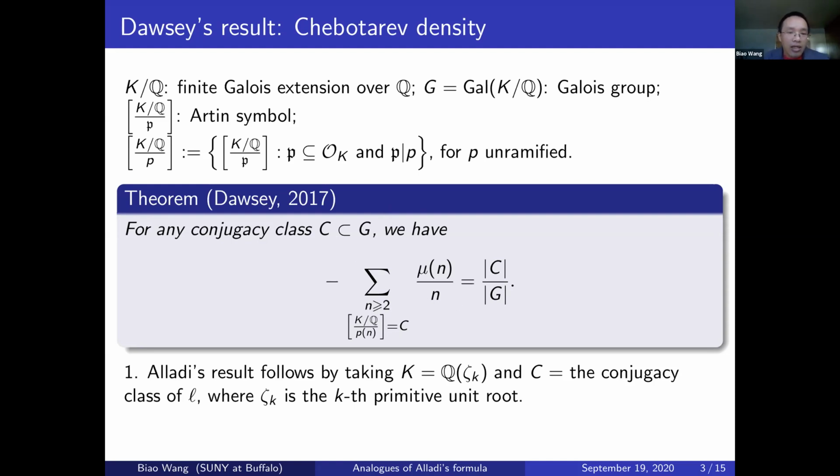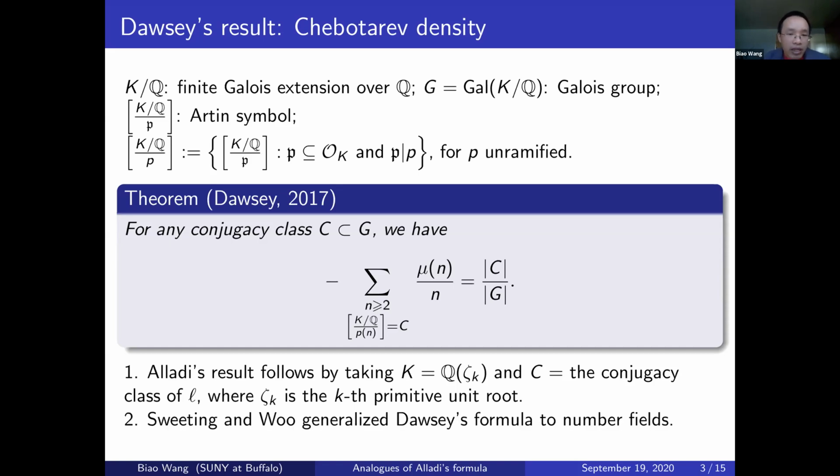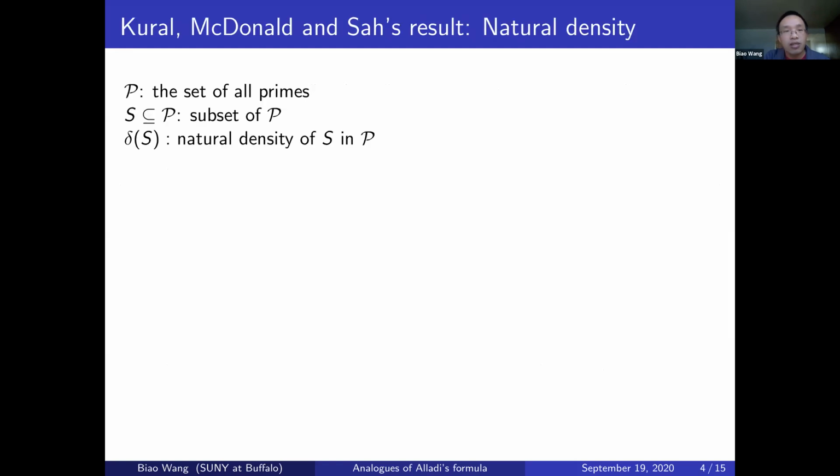And then the lattice formula is a special case of Dawsey's formula if we take K to be the cyclotomic field and take the conjugacy class of L. Second, Sweden and Wu generalized Dawsey's result to number fields. Last year, Kuro, McDonald, and South generalized all those results to the natural density.